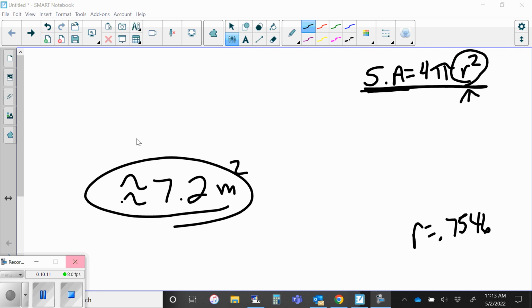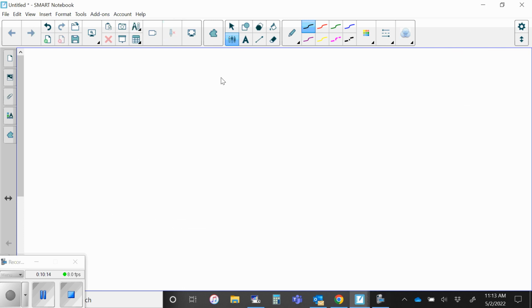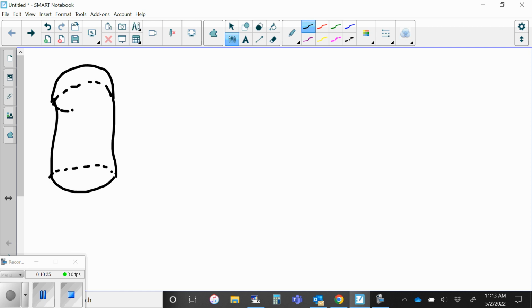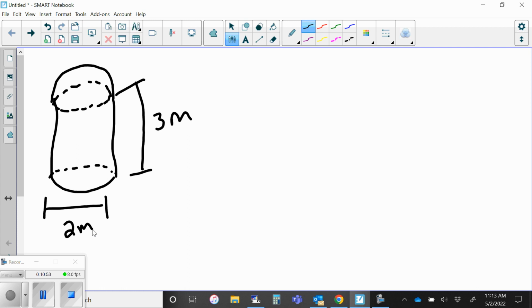Next one. I'm going to give you a little bit of time to try this one on your own. So that is a cylinder with a hemisphere on top of it. It is 3 meters tall and 2 meters wide. I want you to find the volume of that entire shape.